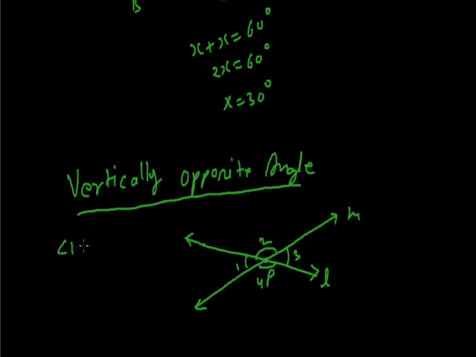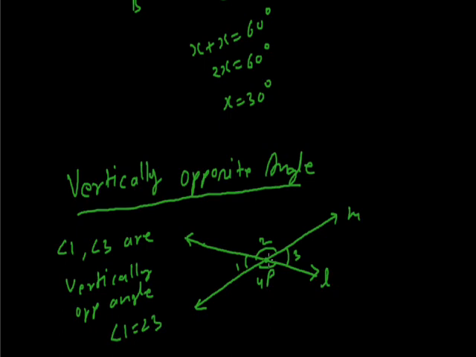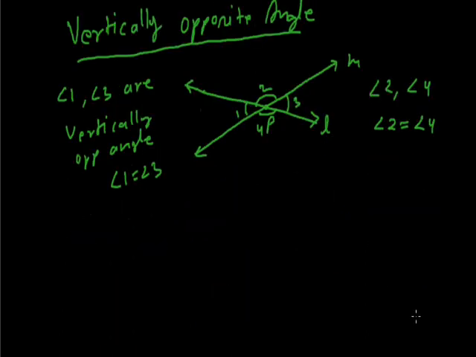Angle 1 and angle 3 are vertically opposite angles, and the vertically opposite angles are equal. In the same way, 2 and 4 are also vertically opposite angles, and they are also equal. Angle 2 is equal to angle 4. This we can prove. Let's see what is the proof of that.